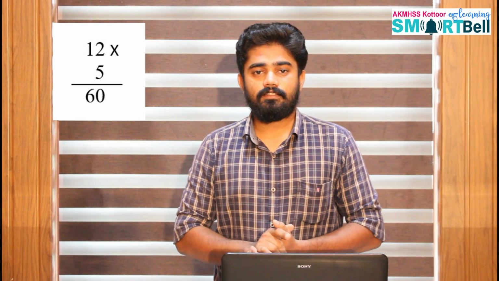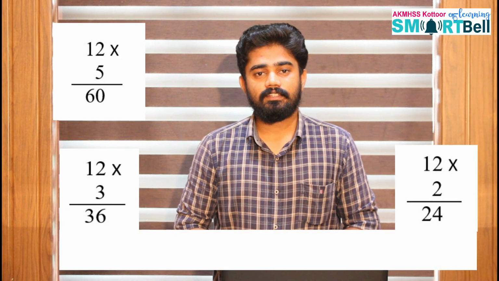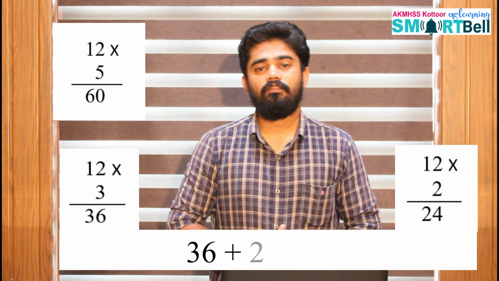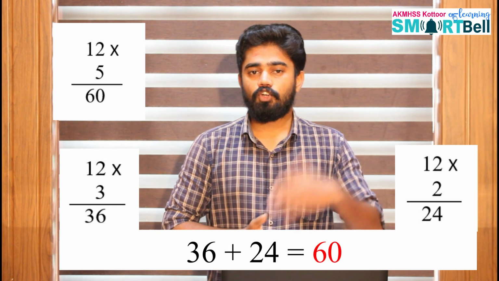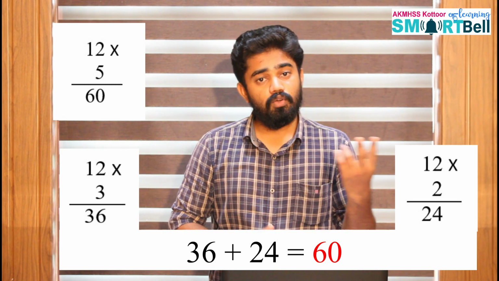We can calculate as, first I bought 3 crayon packets. So multiply 12 with 3. Then it results in 36. Then I bought 2 crayon packets. So multiply 12 with 2. It results in 24. Then add these two, and we get 36 plus 24, which is equal to 60. So both the answers are the same. So we can multiply this in 2 forms.